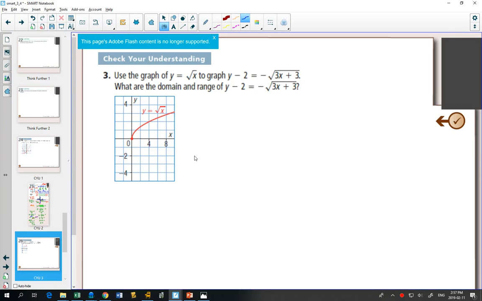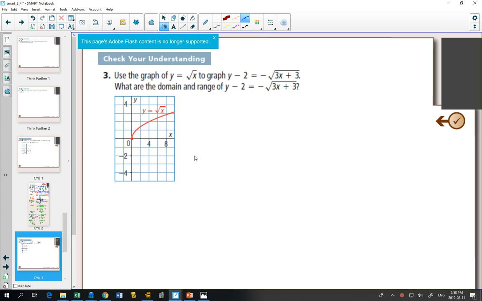Use the graph of y equals the square root of x to graph y minus 2 equals negative square root of 3x plus 3. And then what are the domain and range of our new graph? So again, a couple of things. This time we notice that there is no function notation. Everything is an explicit notation.